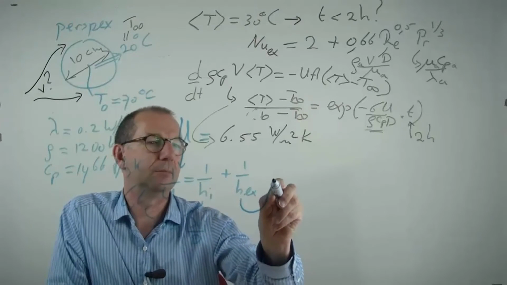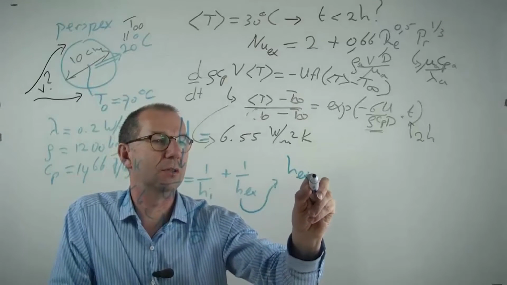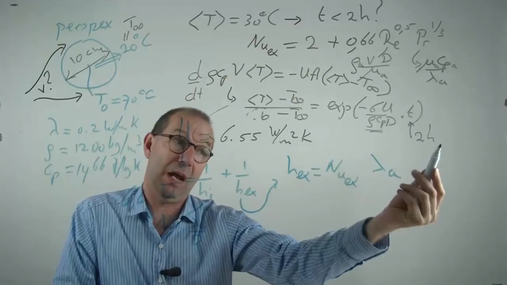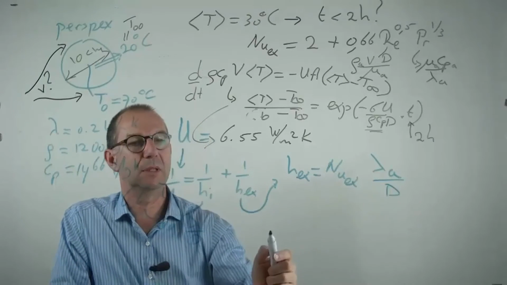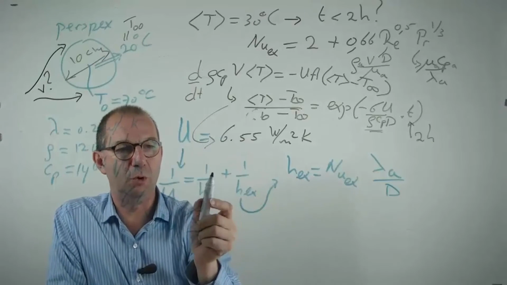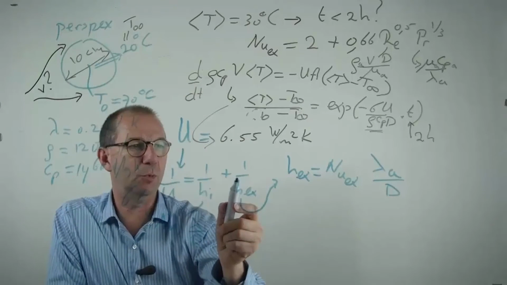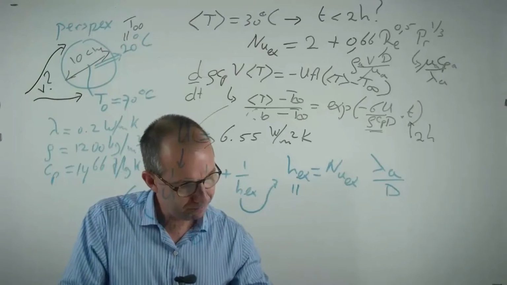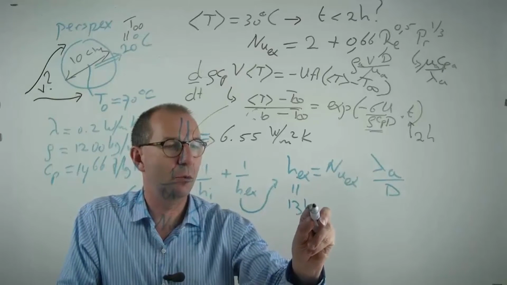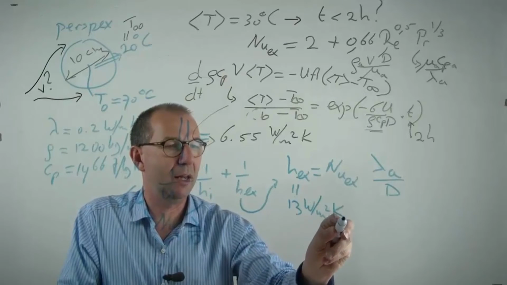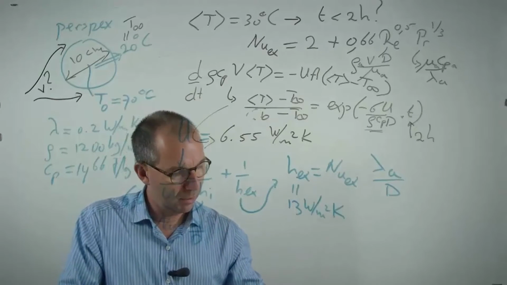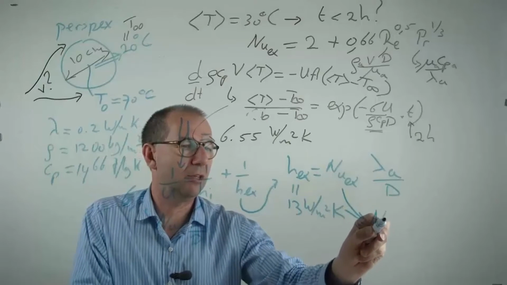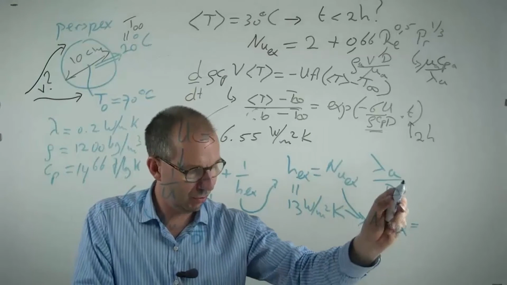The external h is the external Nusselt number times lambda of the air, because it's outside the sphere, over d. I can compute from this rule, because I know the internal and I know the total U, what the external h is. And this must be, let me peek, 13 watt per meter squared Kelvin. Oh, but then I can compute that the external Nusselt number is 50.